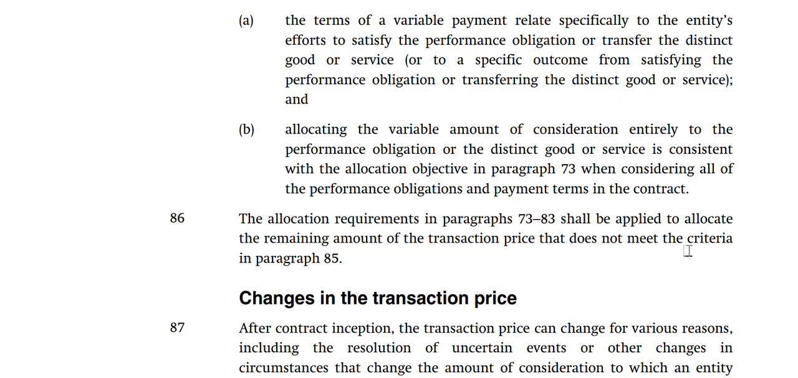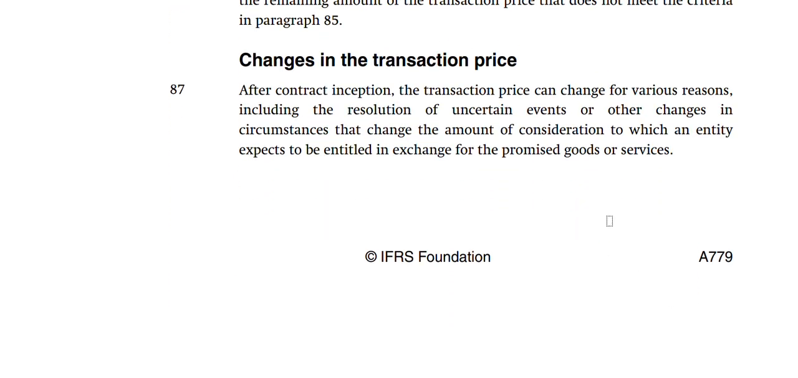86. The allocation requirements in paragraphs 73 to 83 shall be applied to allocate the remaining amount of the transaction price that does not meet the criteria in paragraph 85. Changes in the transaction price. So what do we do if there is a change in the transaction price, which is the price that the entity expects to receive as a result of the contract?